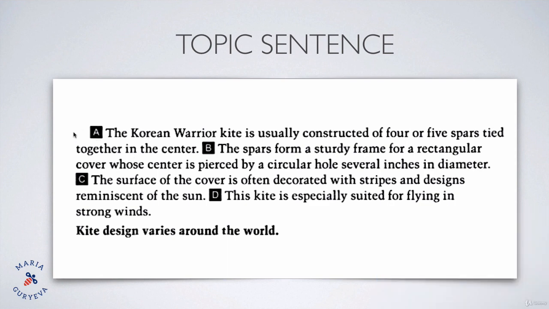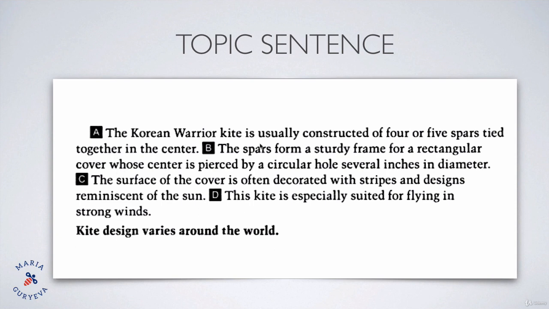So here we have this text. The Korean warrior kite is usually constructed of 4 or 5 spars tied together in the center. The spars form a sturdy frame for a rectangular cover whose center is pierced by a circular hole several inches in diameter. The surface of the cover is often decorated with stripes and designs reminiscent of the sun. This kite is especially suited for flying in strong winds. And we have the sentence, kite design varies around the world, right? So this is a very general sentence. And of course, the best place for it is letter A.